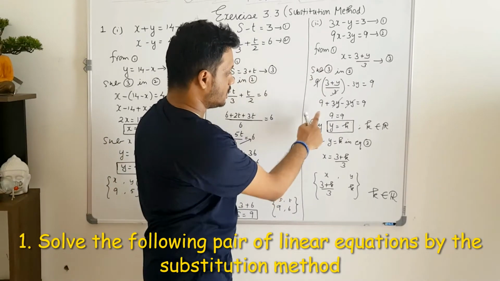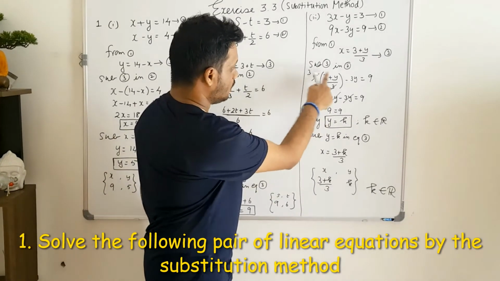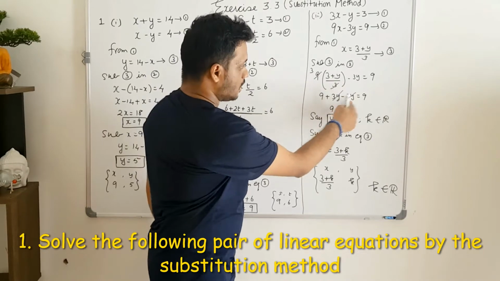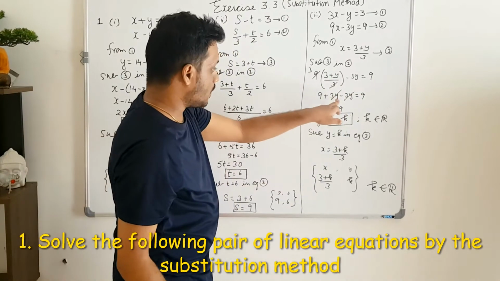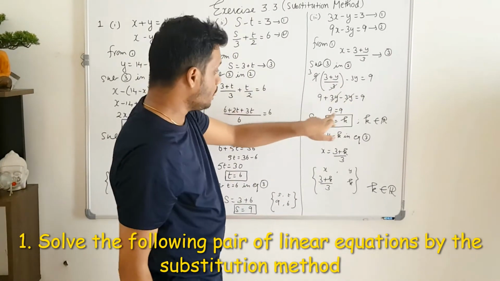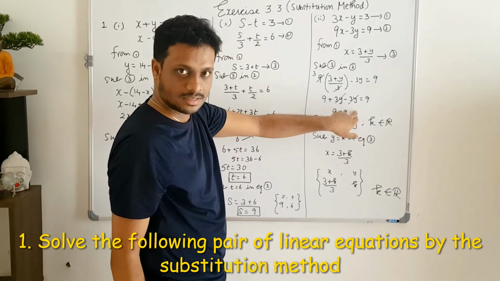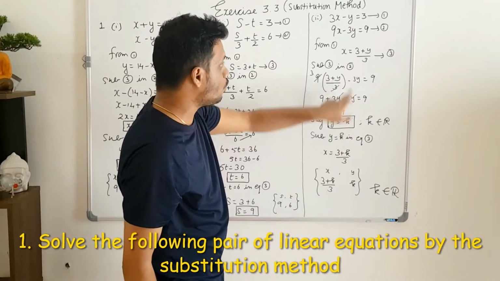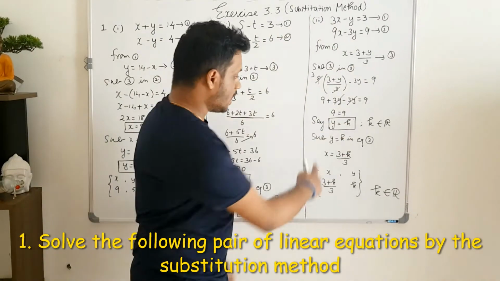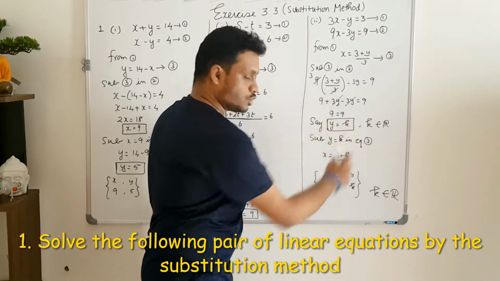So multiplying the 3 inside, 3 and 3 becomes 9, 3 with y becomes 3y. This minus 3y and 9 is written as it is. This plus 3y minus 3y cancels each other and we get 9 is equal to 9, which is an obvious result. So whenever we end up like this, I have told you earlier, you have to assume one of the variables as k. So I have taken y as k in this, where k belongs to any real number.